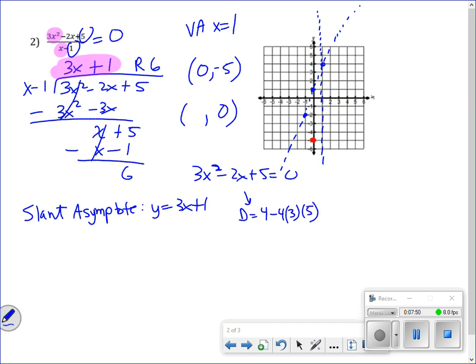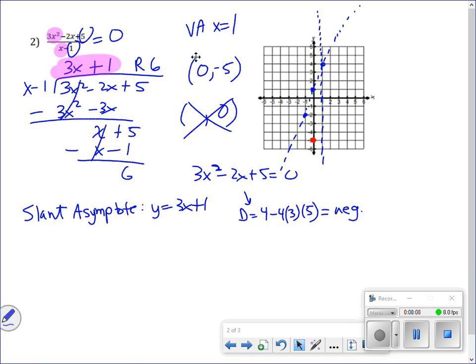You notice this 4 times 3 times 5 is too big for the 4. This is going to be negative, and that's all I need to know. So basically the top will never be 0 because it's going to be an imaginary solution. This does not have an x-intercept. You'll see on the picture anyway.